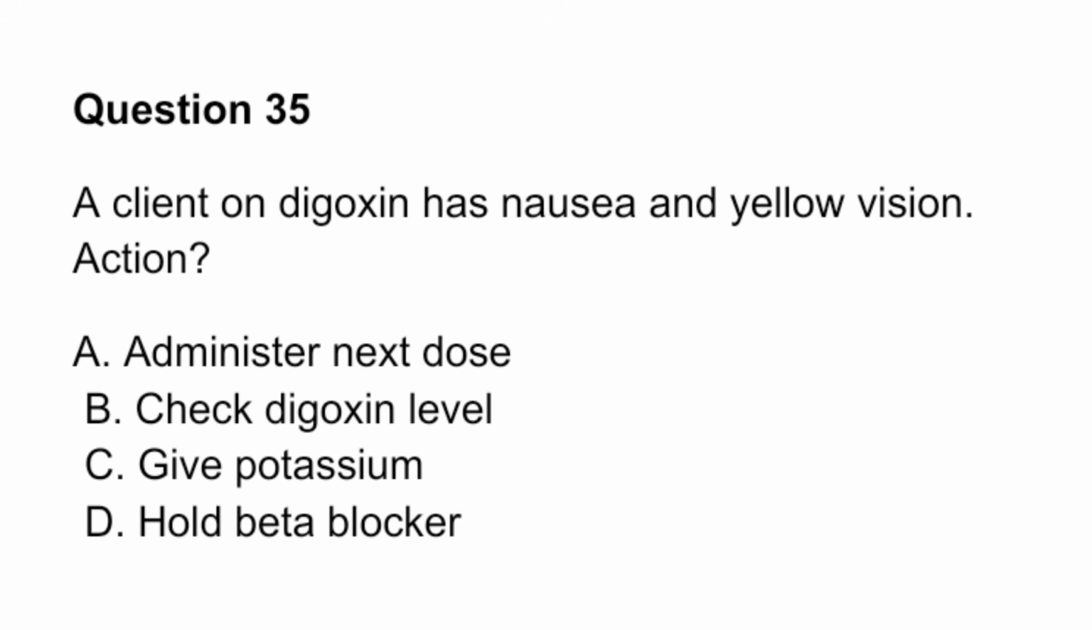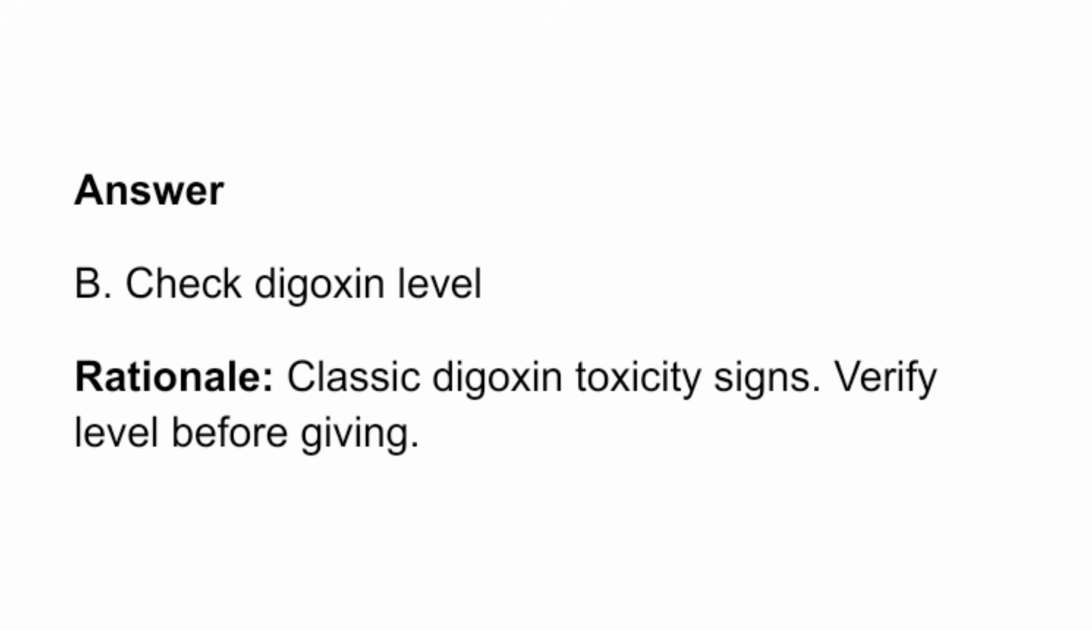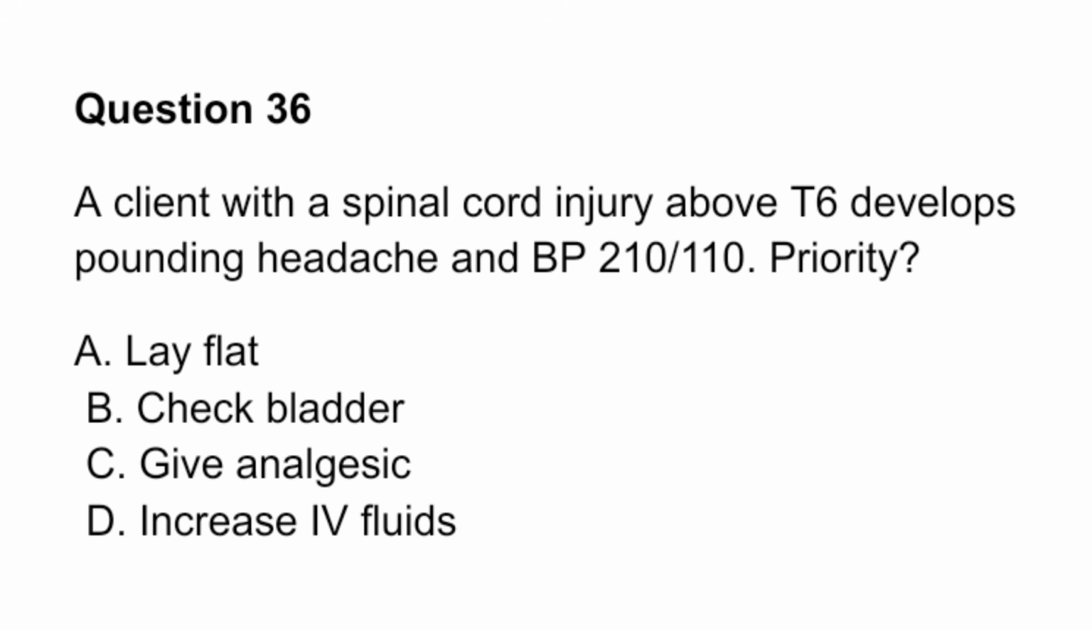Question 35. A client on digoxin has nausea and yellow vision. Action: A. Administer next dose. B. Check digoxin level. C. Give potassium. D. Hold beta blocker. Answer: B. Check digoxin level. Rationale: classic digoxin toxicity signs. Verify level before giving.